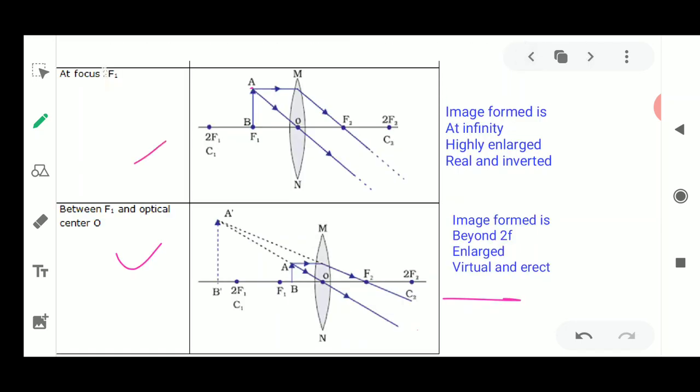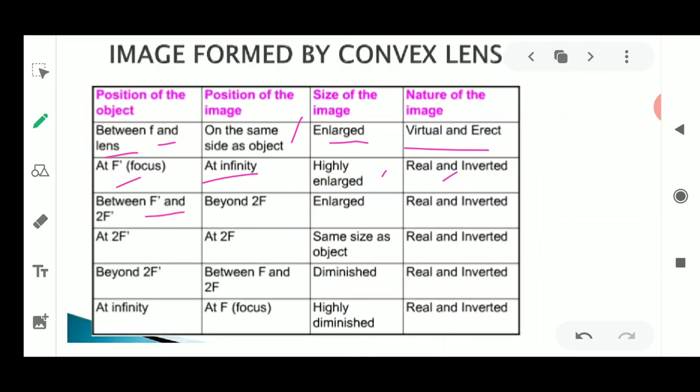Next, when the object is between f and 2f, the image obtained is again enlarged, real and inverted. Next, when the object is placed at 2f, the center of curvature, the image will also be formed at 2f. It is of the same size as the object, and a real and inverted image is formed. Similarly, when the object is placed beyond the center of curvature, the image position will be between f and 2f.